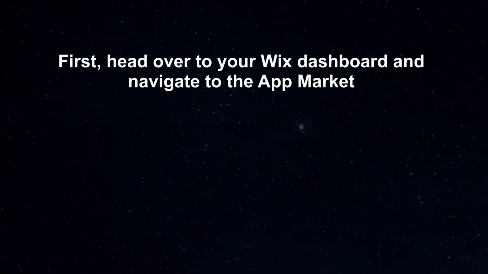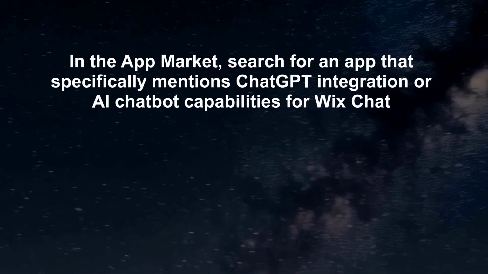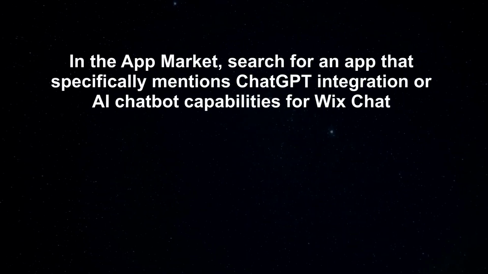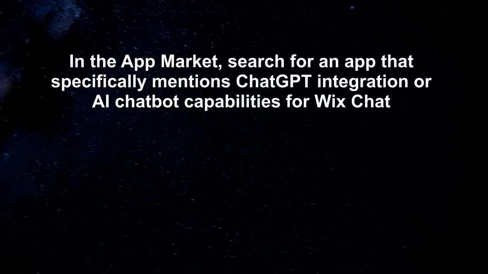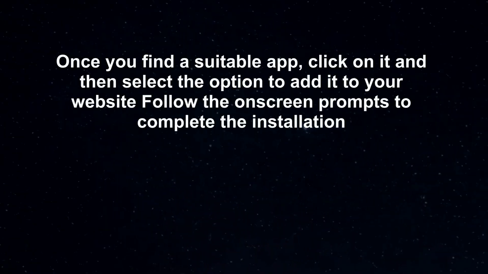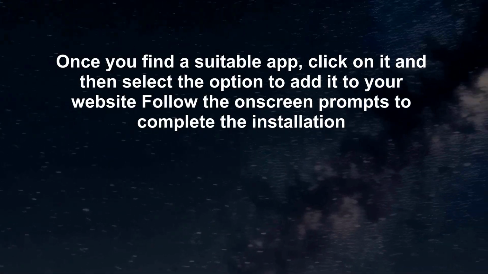First, head over to your Wix dashboard and navigate to the App Market. In the App Market, search for an app that specifically mentions ChatGPT integration or AI chatbot capabilities for Wix Chat. Once you find a suitable app, click on it and then select the option to add it to your website. Follow the on-screen prompts to complete the installation.